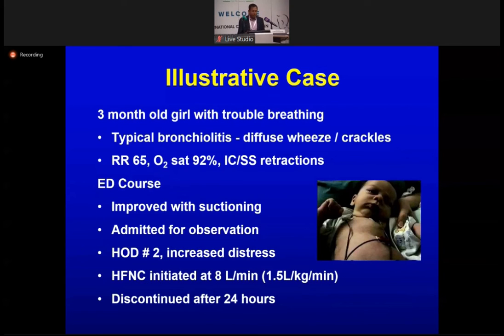So this would be an illustrative case. We got a 3-month-old girl with trouble breathing, typical bronchiolitis, diffuse wheeze, crackles, working hard at breathing, improved with suctioning in the ED, but had enough work of breathing that she was admitted for observation. On the second day of admission, she had further increased distress, was initiated on high flow nasal cannula oxygen, which was discontinued after 24 hours, and she went home happy.